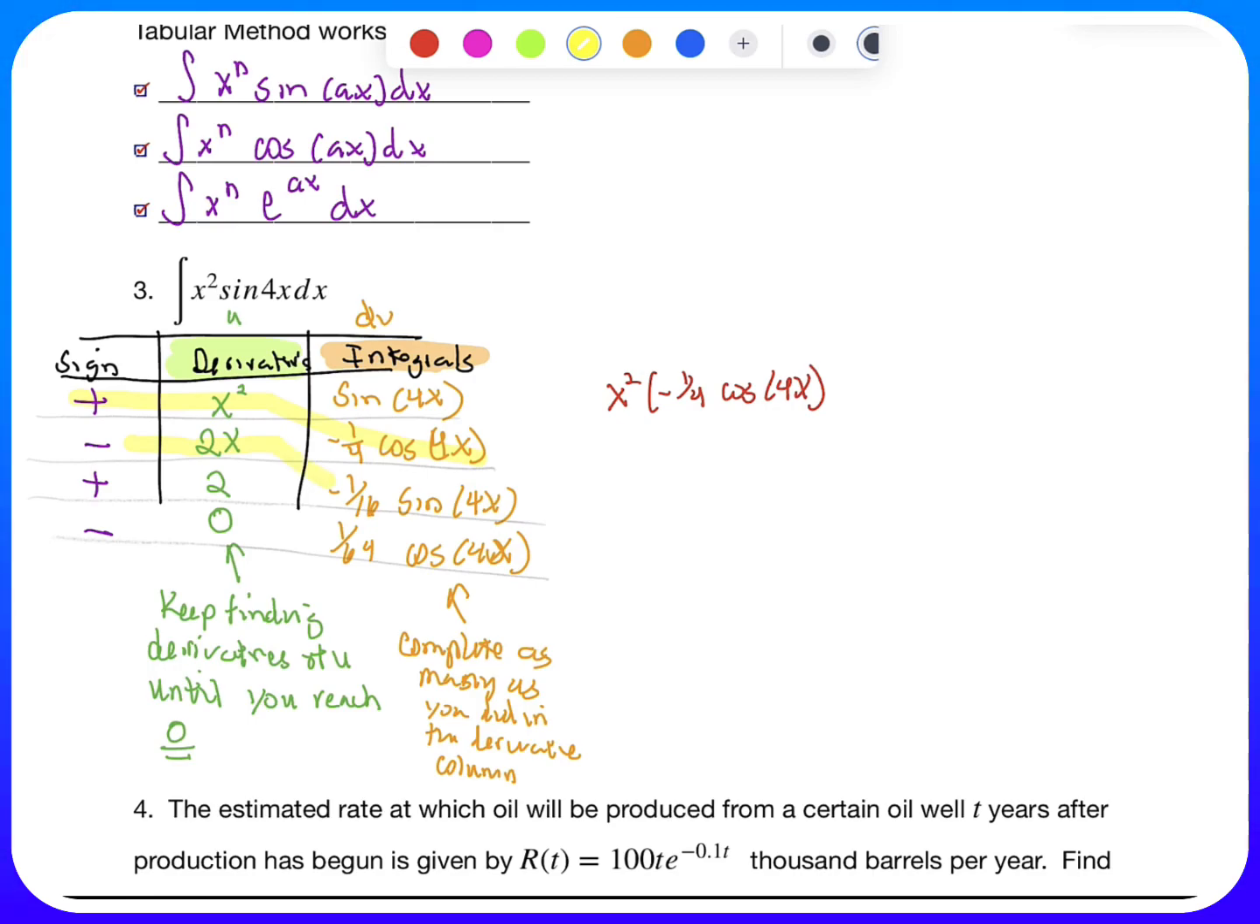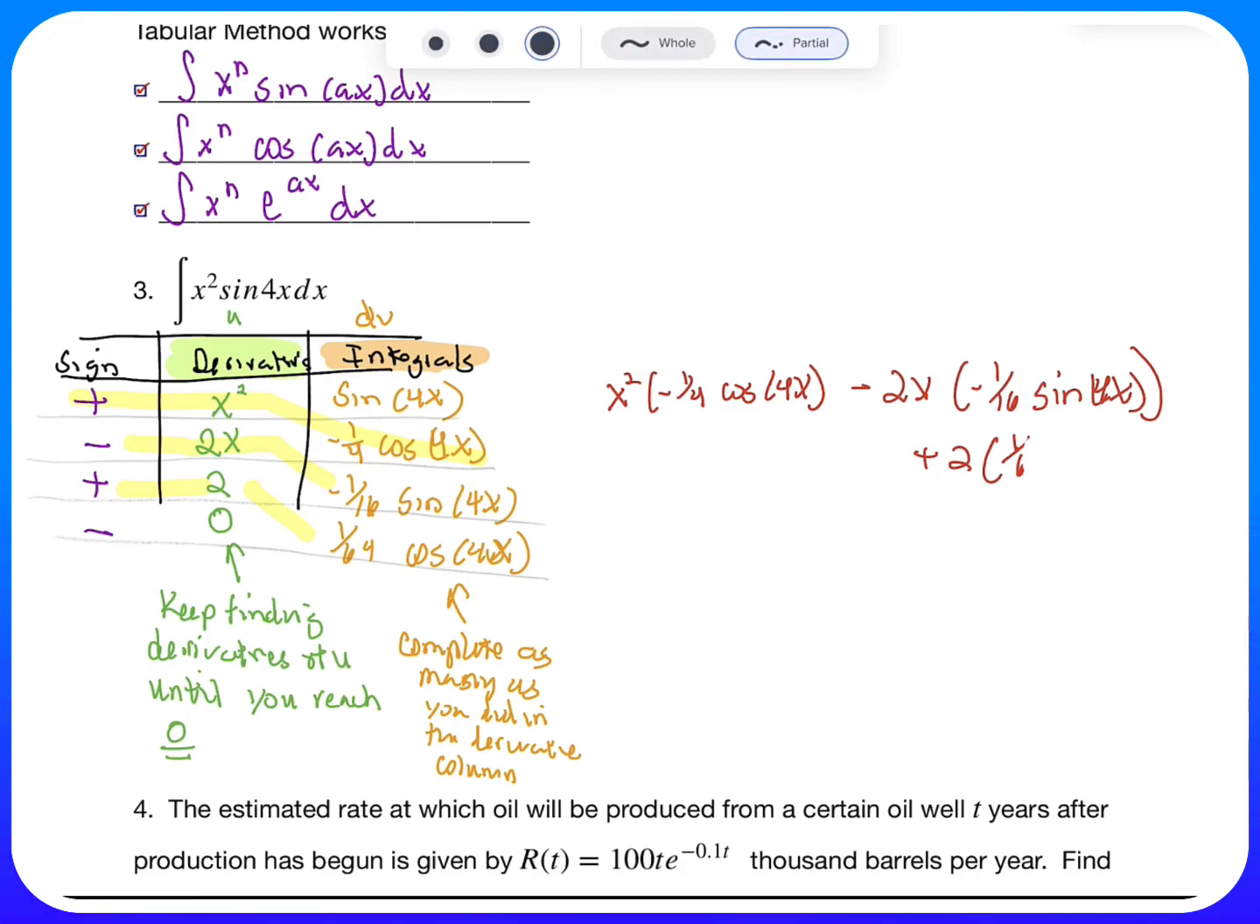So that'd be negative times 2x times a negative 1/16 sine of 4x. And then our last term, again, we're going to go across and down. So that's going to be a positive times 2, so plus 2, times 1/64 cosine of 4x. And I know I'm done when I run out of integrals.